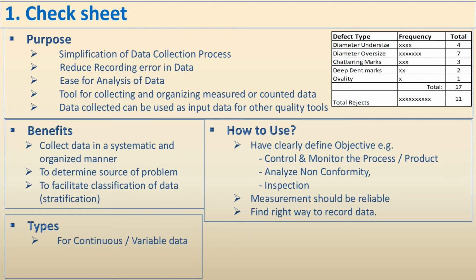There are three types of check sheets. First, for continuous and variable data, like dimensional measurement, etc. Second, attribute data like go, no go, yes, no. And third, for concentration of defect.